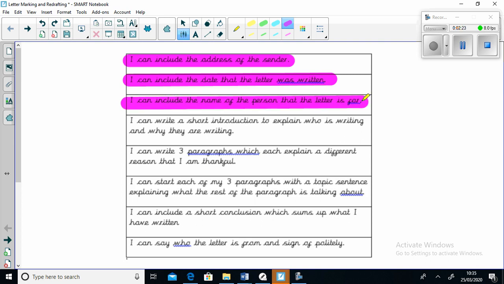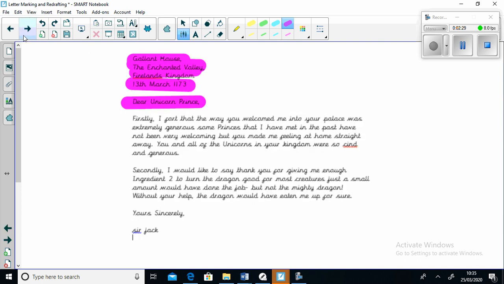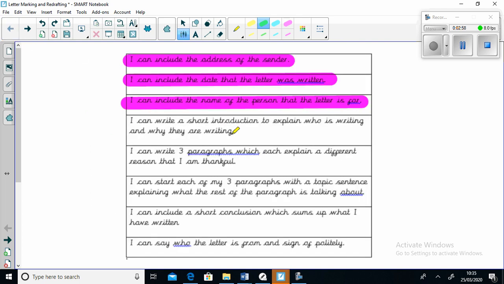I can write a short introduction to explain who is writing and why they are writing. Dear Unicorn Prince, firstly I thought, oh no, Mr. McKinnon, you silly sausage. It looks like here you should put an introduction in. That's definitely a green area for growth. If I was to redraft this letter, I'd definitely be thinking about adding an extra paragraph in there to explain who is writing and why they're writing. So that area, rather than highlighting in pink, I'm going to highlight in green. That shows that it's still something I have to work on.